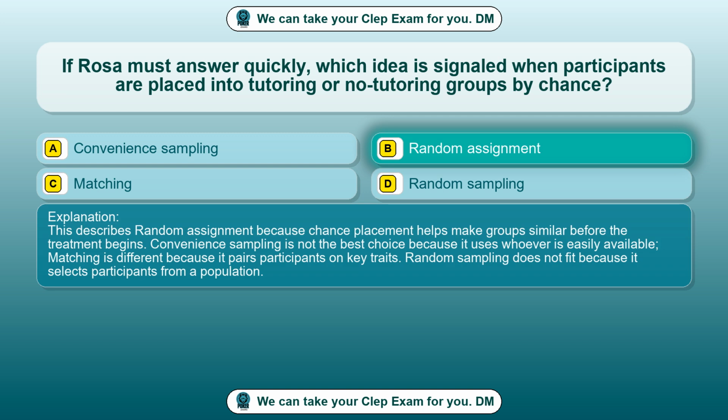This describes random assignment because chance placement helps make groups similar before the treatment begins. Convenience sampling is not the best choice because it uses whoever is easily available. Matching is different because it pairs participants on key traits. Random sampling does not fit because it selects participants from a population.